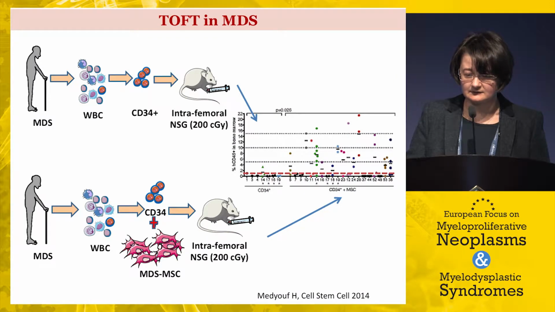Another relevant article showed that engraftment of CD34 selected cells from MDS patients in NSG mice is not able to induce myelodysplasic syndromes. However, if the authors decide to make co-transplantation of CD34 selected cells with mesenchymal stromal cells from myelodysplasic patients, this leads to a very good engraftment.